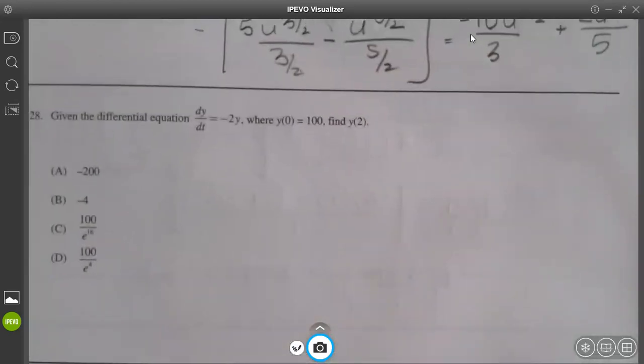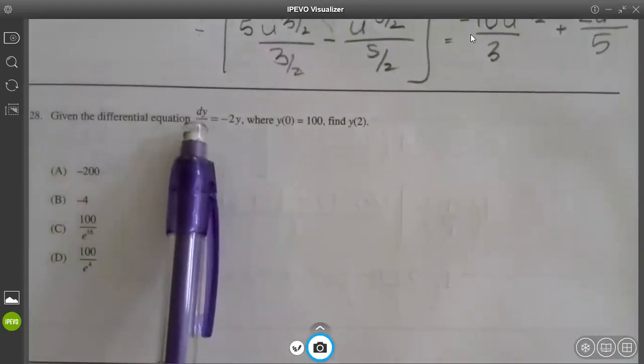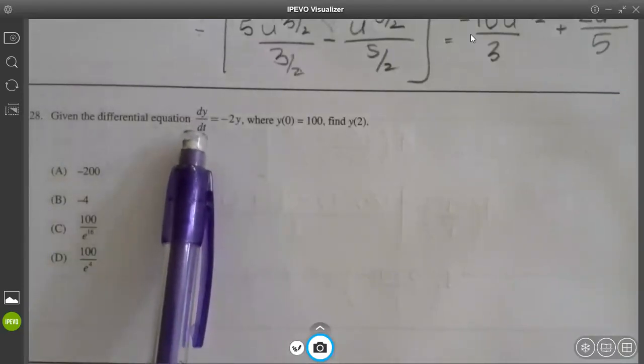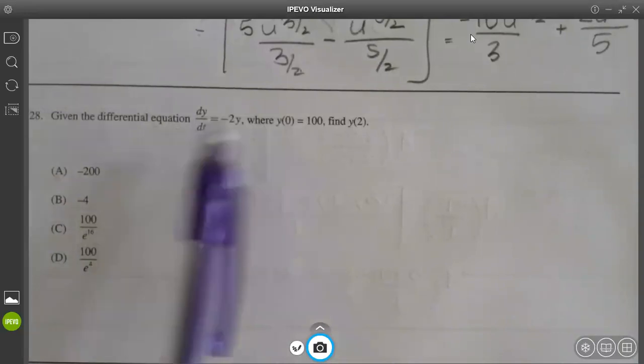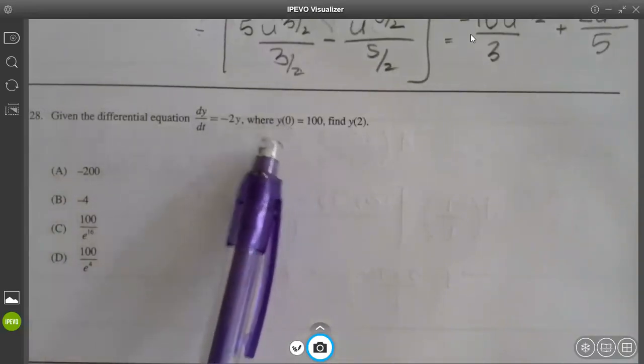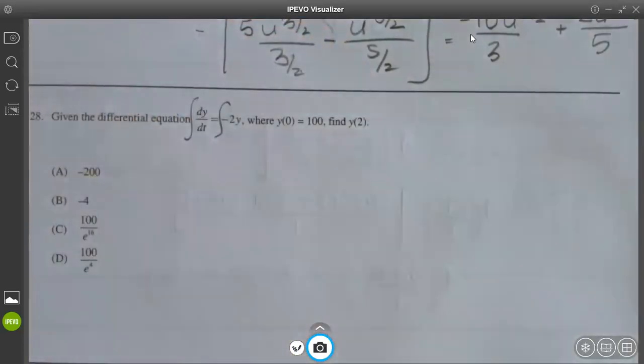Given the differential equation where y of 0 equals 100, find y of 2. The problem is, this is what? How can I rewrite this dy over dt? y prime, right? I want just regular y. So how do I get to just regular y? Integration. That's okay. That's what I'm teaching you for.